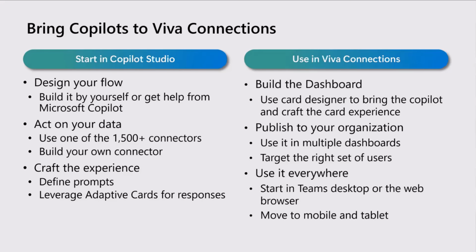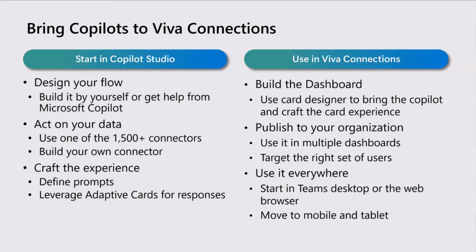Then when you're done, you, as an operator, go back to Viva Connections, and use the card designer to create a connection between your Copilot and Viva Connections. You will see in the demo that Nick is about to show that you have an option to select existing Copilots or to connect directly to Copilot Studio. When the adaptive card extension is published to the organization, it is just like any other ACE. It can be used in multiple dashboards, it can use audience targeting to target specific users, and it works on Teams desktop, web browser, and mobile.